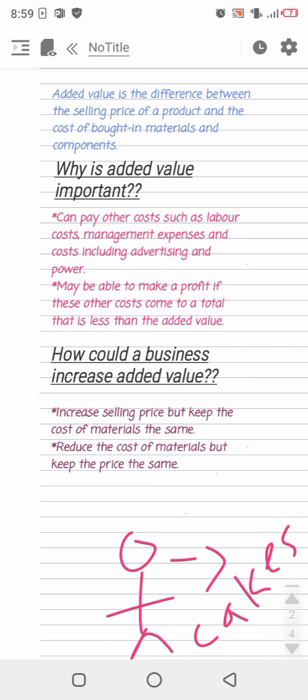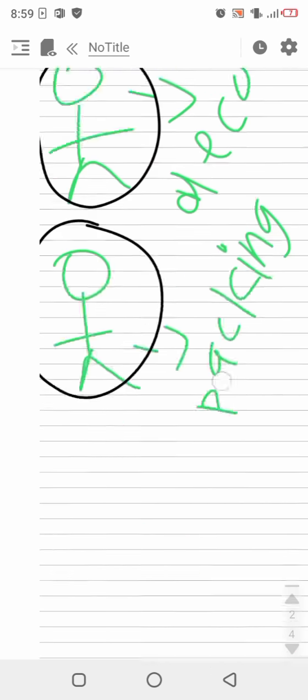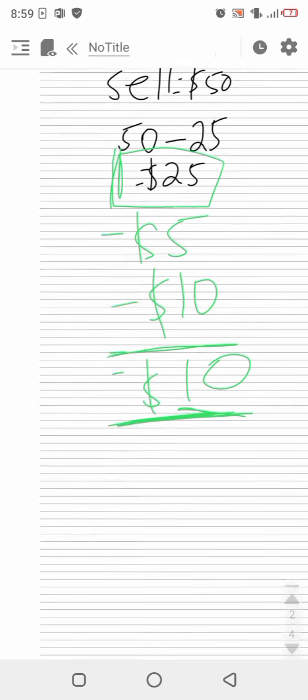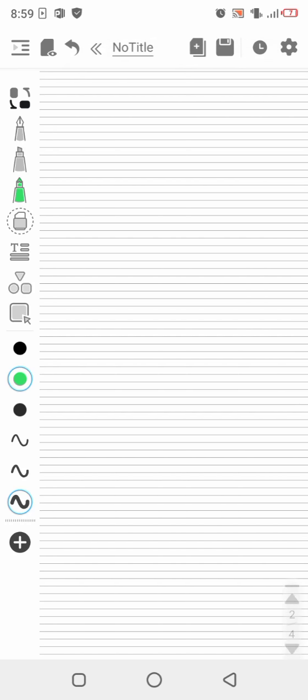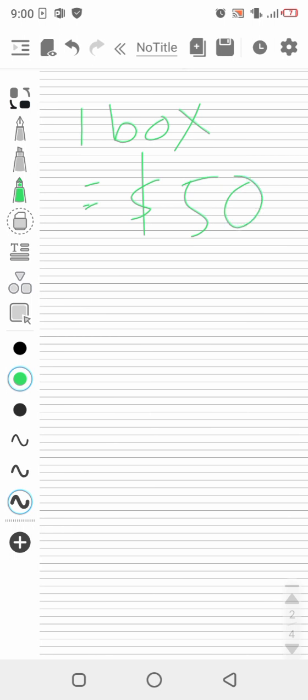So how could a business increase added value? Increase the selling price but keep the cost of materials the same, or reduce the cost of materials but keep the price the same. So for example, in my cupcake business example, one box was for $90.